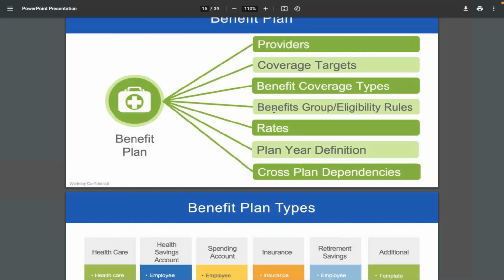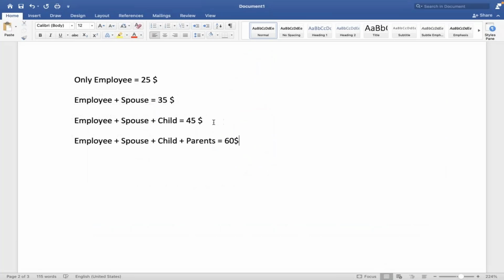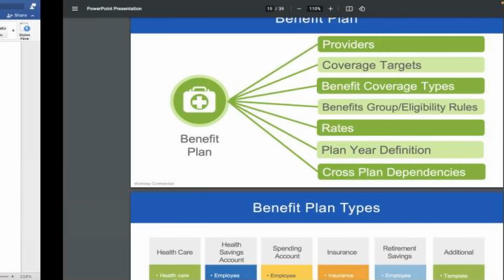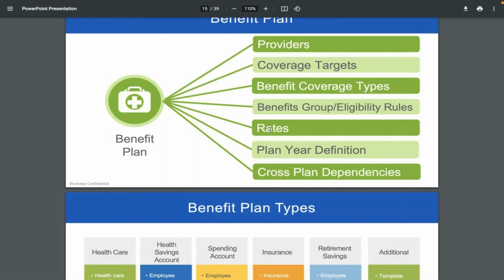And then after that, rates. What is the rate? How much does the employer have to contribute? Just now we discussed these amounts, right? These are the targets. This is the rate: $45, $35, $25, $60. The rates also need to be configured. That is also required before you configure the benefit plan.